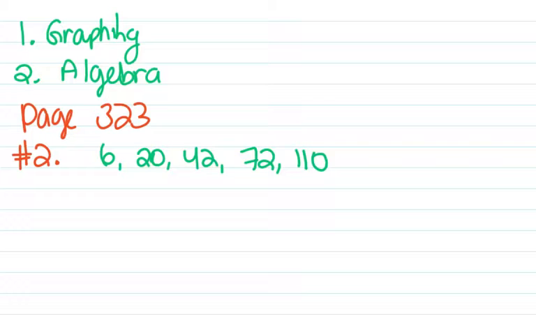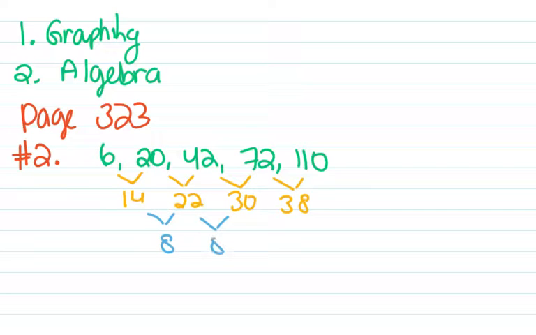So in order to do that, I'm going to find the difference between them. So 20 minus 6 is 14. 42 minus 20 is 22. 72 minus 42 is 30. And 110 minus 72 is 38. Now there's not really a pattern there that I'm seeing, so I'm going to find the next difference. 22 minus 14 is 8. 30 minus 22 is 8. And 38 minus 30 is 8. So I know that this is going to continue on by 8s for the second difference. So make 3 blanks for my missing terms.